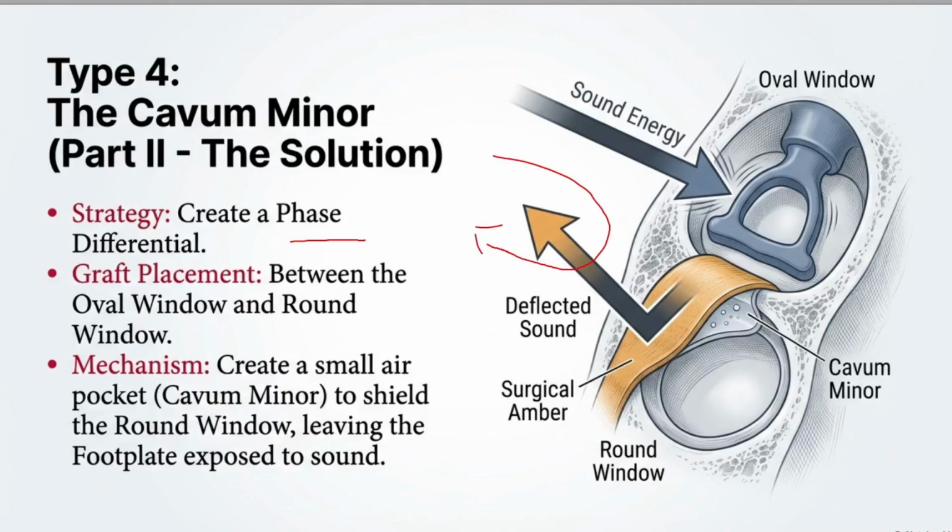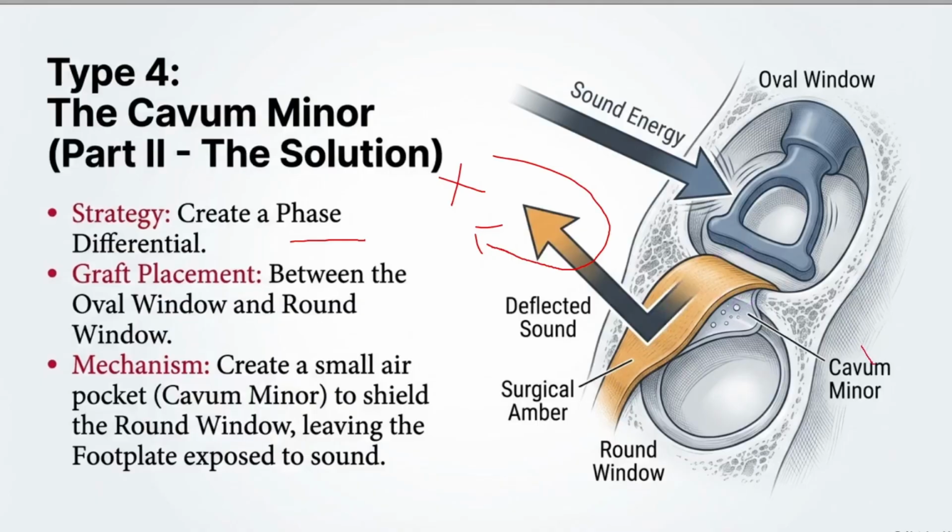Wow. So the surgeon isn't just rebuilding a part, they have to restore that pressure difference. They have to play traffic cop with sound waves. Precisely. And the solution in type 4 is just pure genius. They create what the source calls a cavum minor, a small cave. They place the graft specifically to cover only the round window area. They create this tiny new air pocket that connects back to the eustachian tube. So they're building a shield. They're building a baffle.